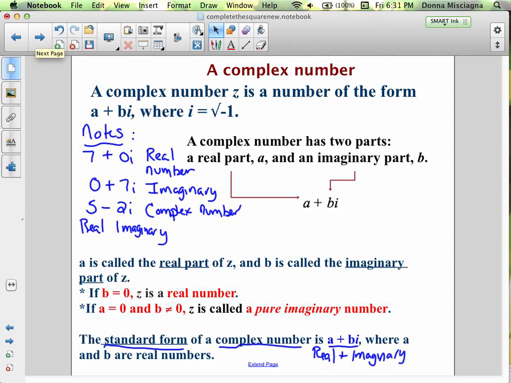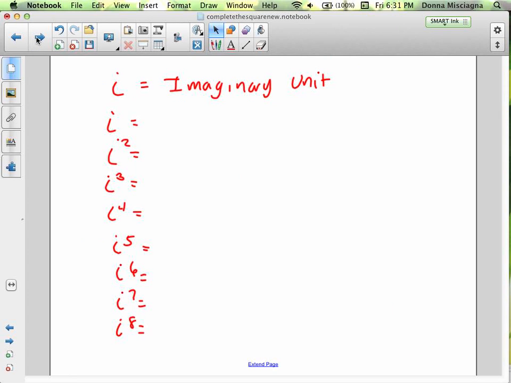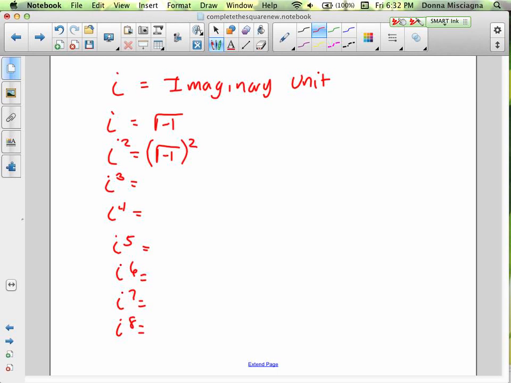Let's look at one more thing with our imaginary numbers. Let's raise i to some powers here. We know that i is the square root of -1. Well, what if I were to square the square root of -1? In other words, we want i squared. The square and the square root cancel, so this would be -1.